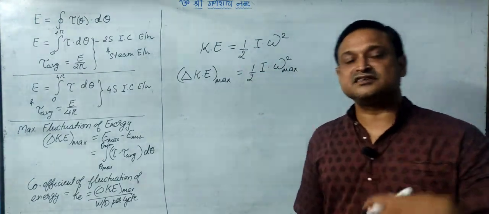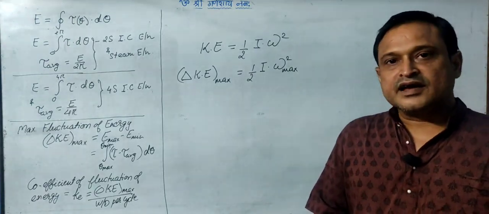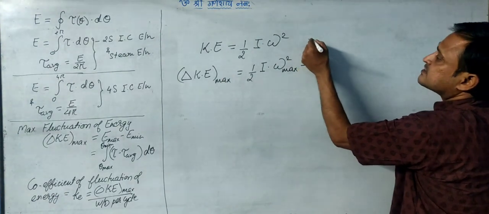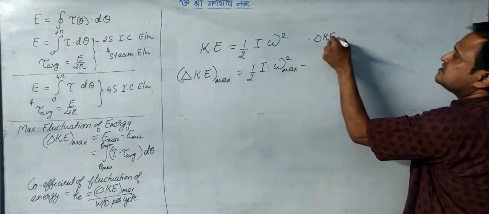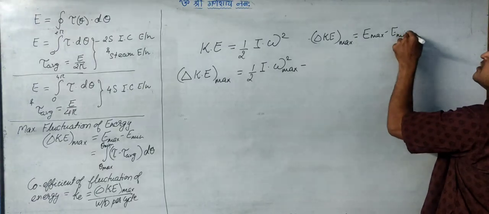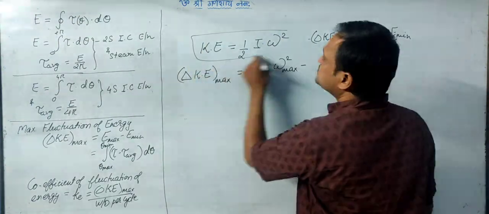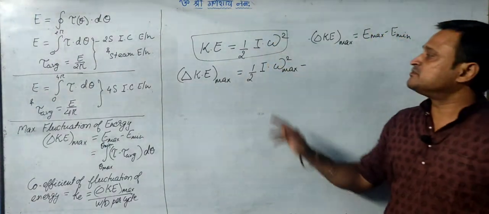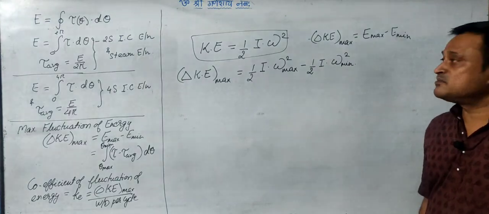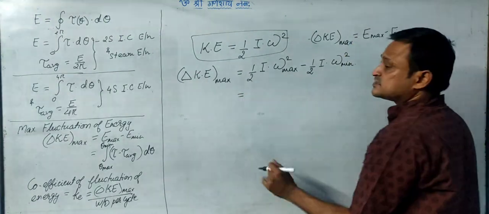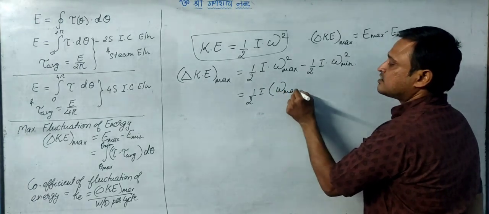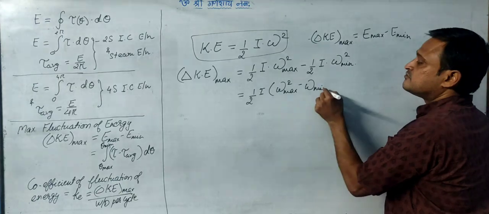So at that situation, the energy will be maximum, and it will be minimum at the other extreme. Why are we saying this? Because we know that delta Ke max, the maximum fluctuation, will be E max minus E minimum. So this is the energy expression. It will be maximum when omega is maximum, and minimum when omega is minimum. So I can say this is half I omega square at minimum value. So the magnitude of this fluctuation of energy is half I times omega maximum square minus omega minimum square.